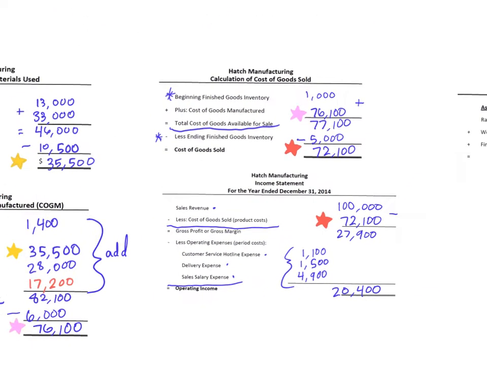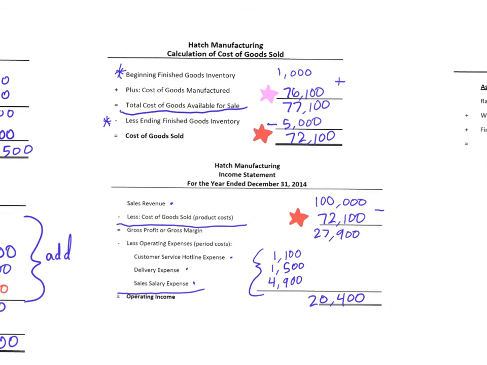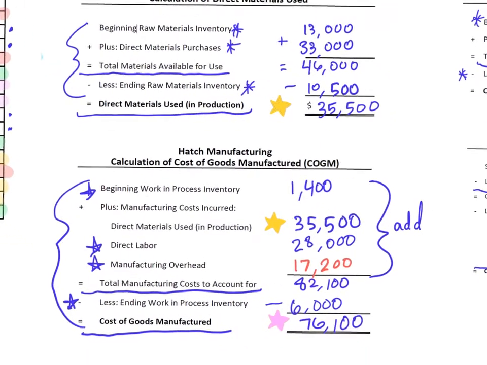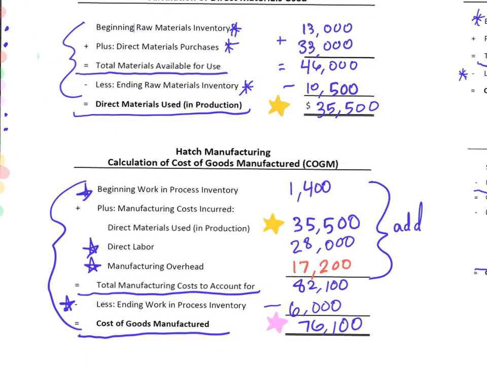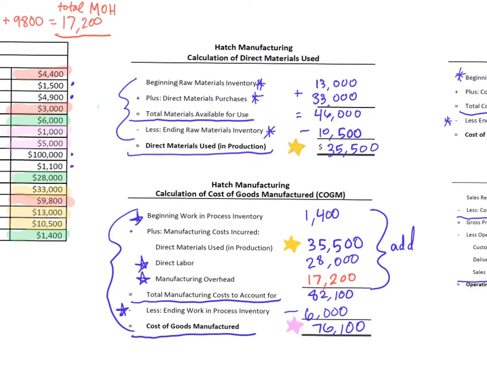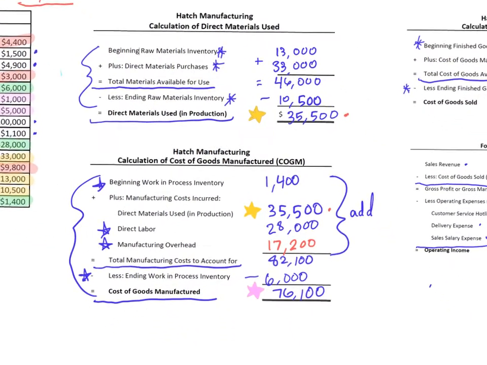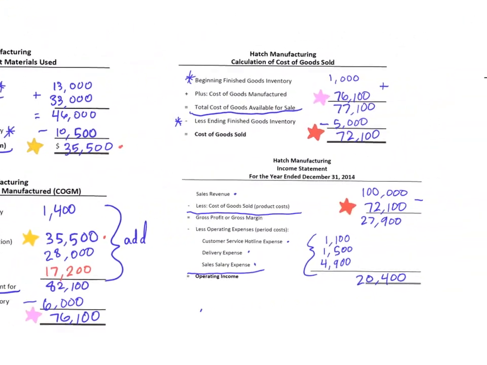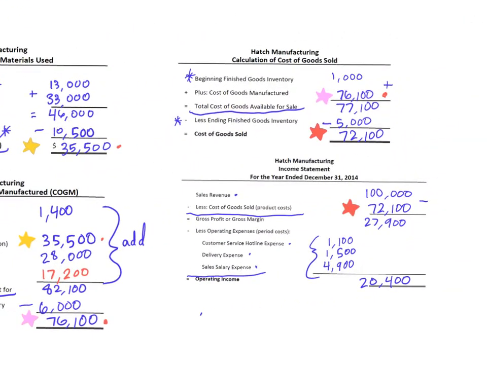So what I want you to remember here, if you look at the stars, as we go back, I want you to remember how direct materials used flows from the first schedule to the second schedule, and how the cost of goods manufactured flows from the second schedule to the third schedule, and then how cost of goods sold flows from the cost of goods sold schedule to the income statement.